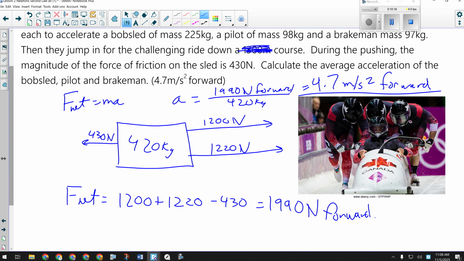Okay, questions on that? What's the top speed of the bobsled? No idea. They can go fast. Yeah, they get roaring down those tracks if you've ever seen them.